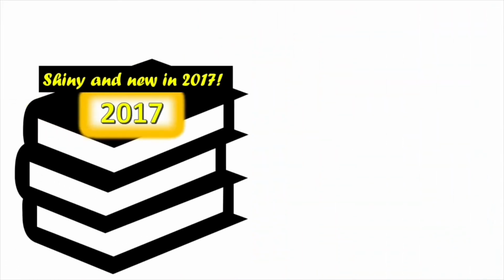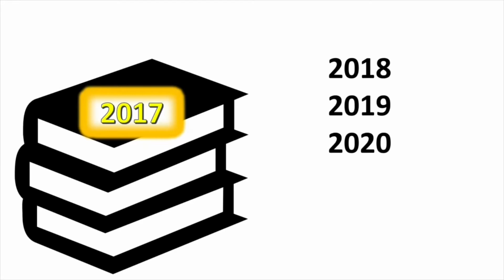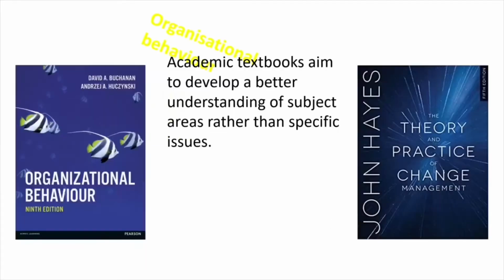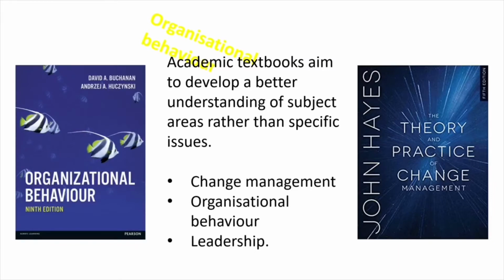Because books take so long to produce, they are not the most current sources of information, and they can go out of date after a few years. Academic textbooks aim to develop a better understanding of subject areas rather than specific issues. For example, these two books on change management and organisational behaviour might cover specific subjects like gender and motivation, but you would have to look inside the book to find them.